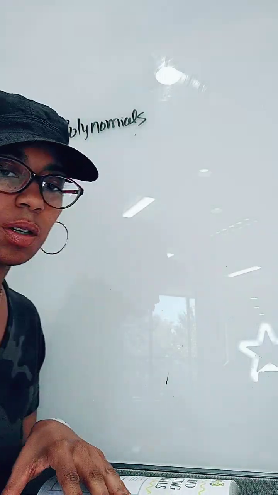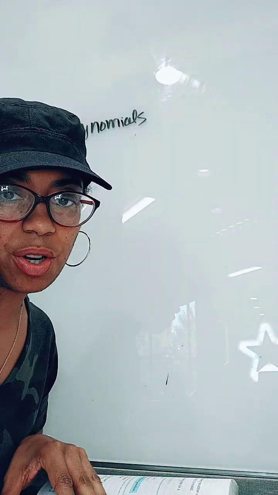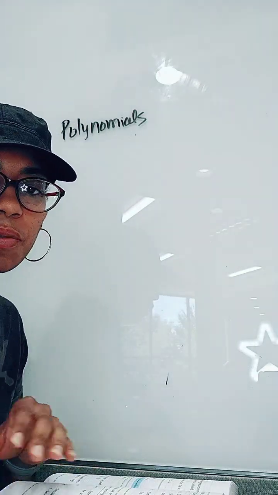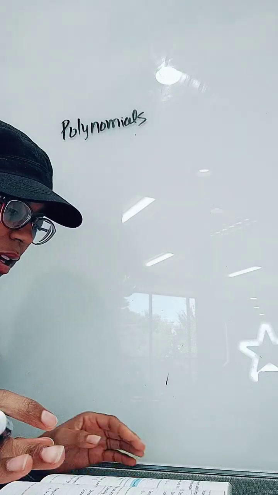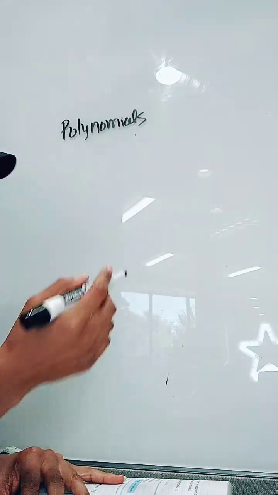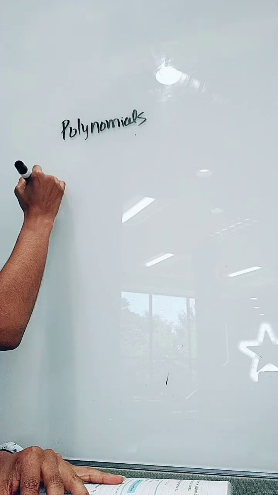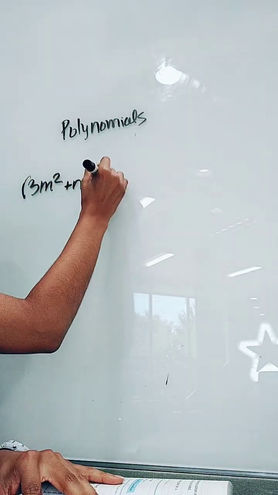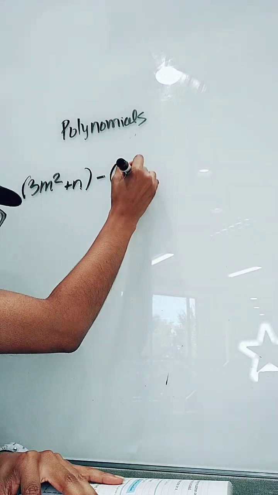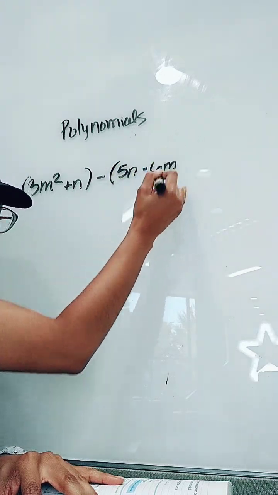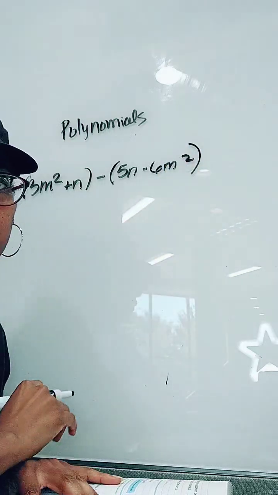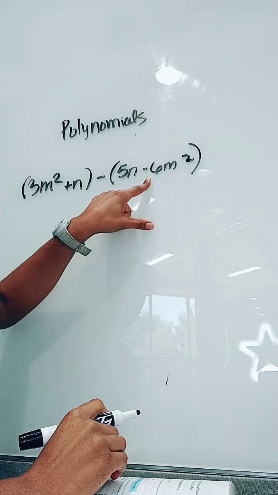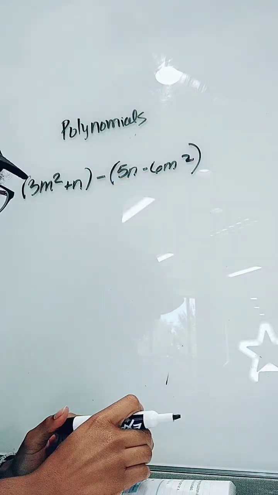Okay, so I'm gonna actually make a chart too about polynomials. Let's do subtracting. Are y'all familiar with subtracting polynomials? So let's say, for instance, if you have 3m squared plus n minus 5n minus 6m squared. Okay, so we're going to subtract 3m squared plus n minus 5n minus 6m squared.